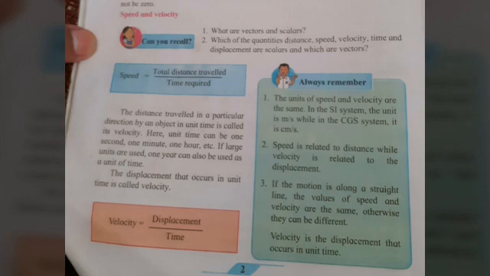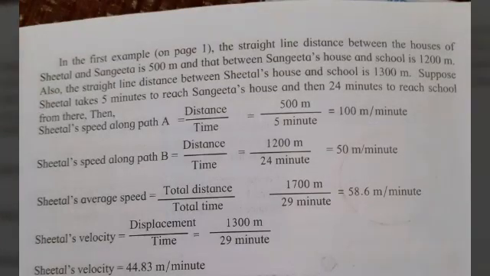As we go ahead in the chapter, we have one problem sum which we are going to discuss. As you can see, the picture has changed. In the first example we studied earlier, with Sheetal, the distance between her house and the school, they are telling us the straight line distance between Sheetal's house and Sangeeta's house is 500 meters. Between Sangeeta's house and school is 1200 meters. Also, a straight line between Sheetal's house and school is 1300 meters. So they have given us some measurements of distance.